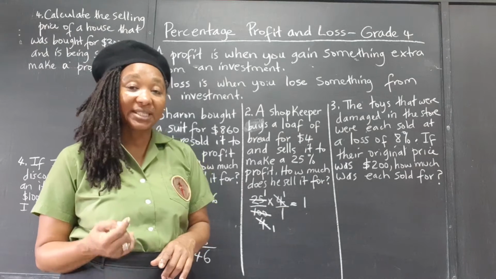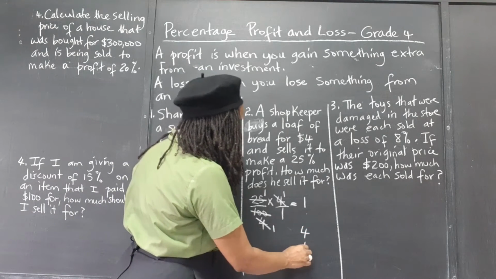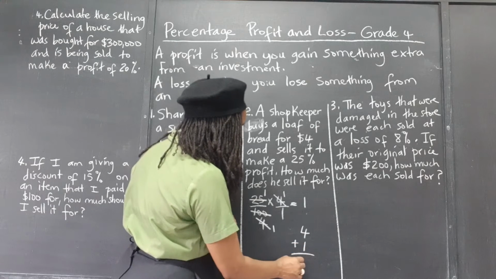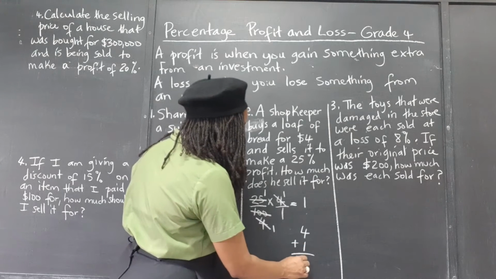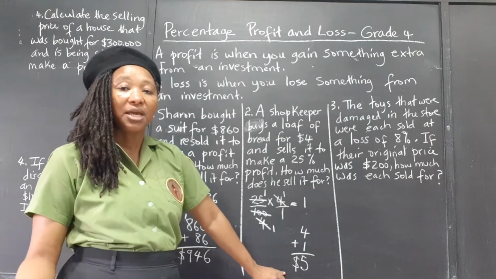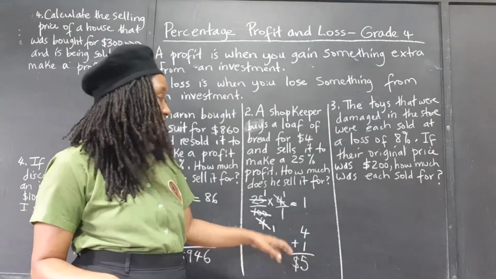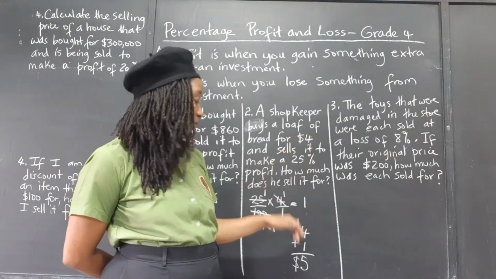So how much should he sell it for? So he has to sell it for the $4 that he paid for it, plus the $1 profit extra. So he has to sell the bread for $5 if he wants to make a profit of $1. The 25% of the $4 is $1.